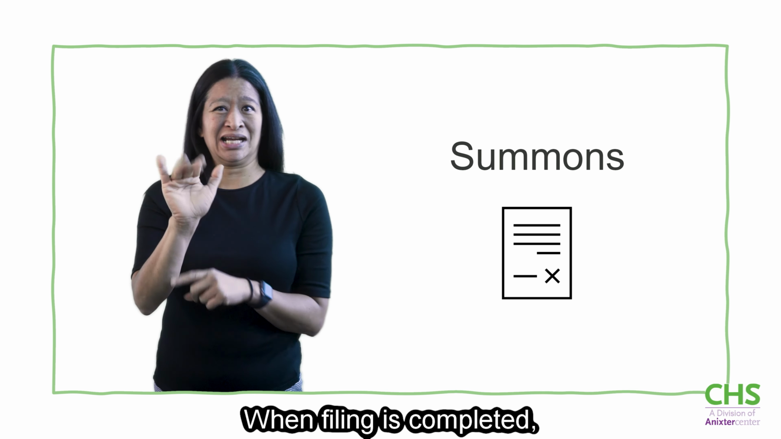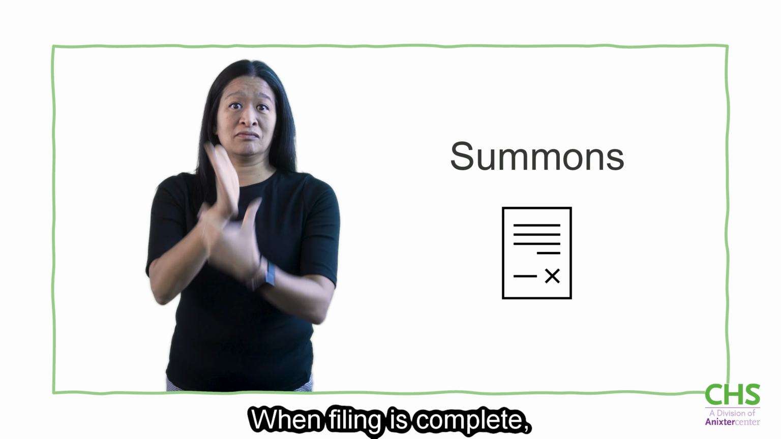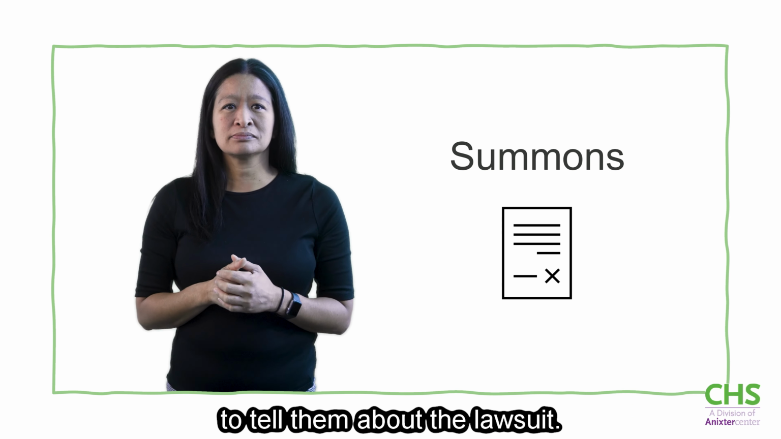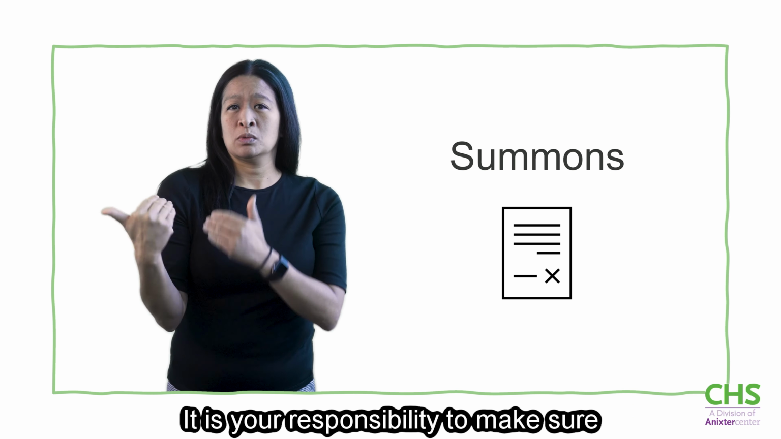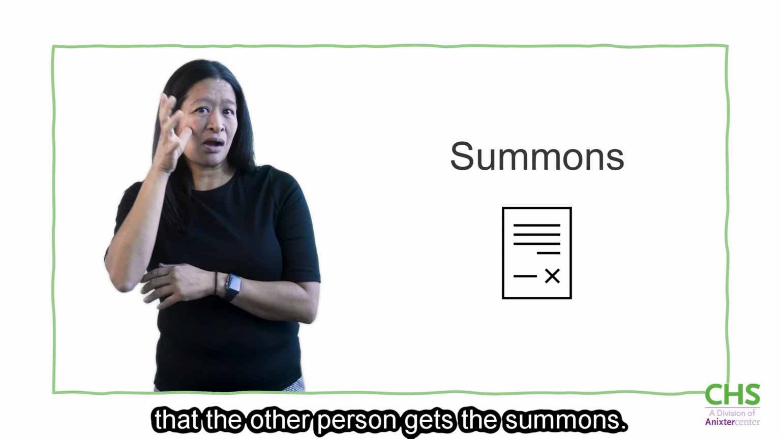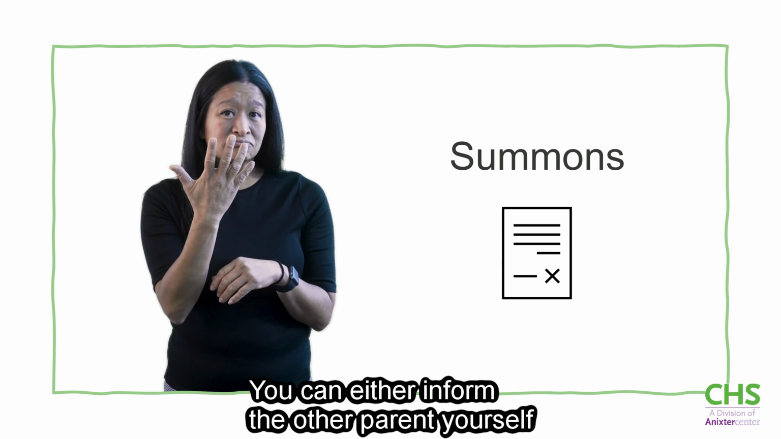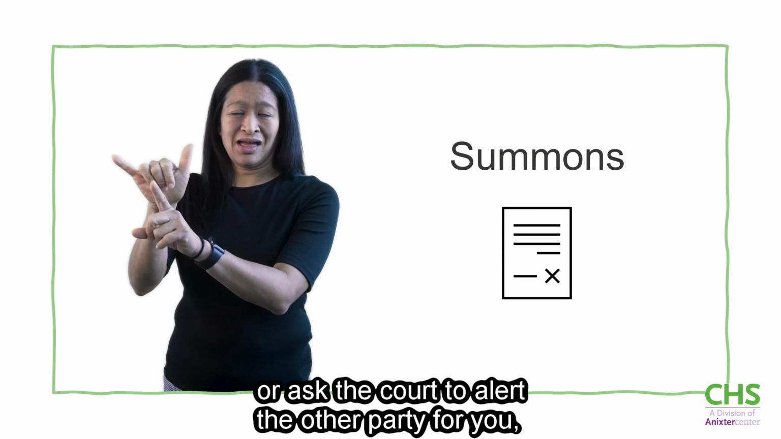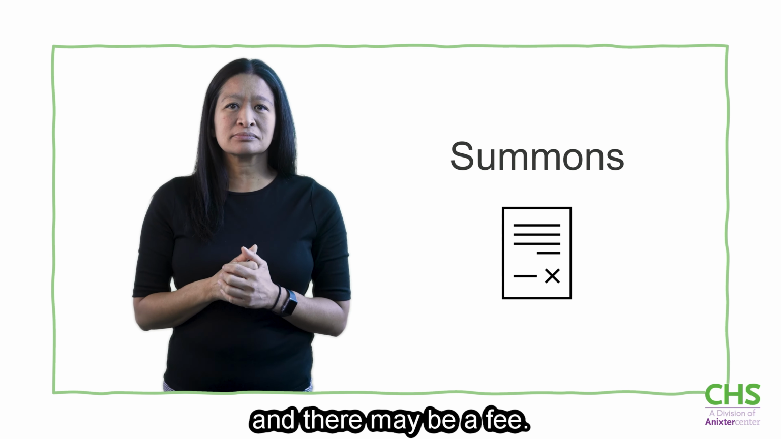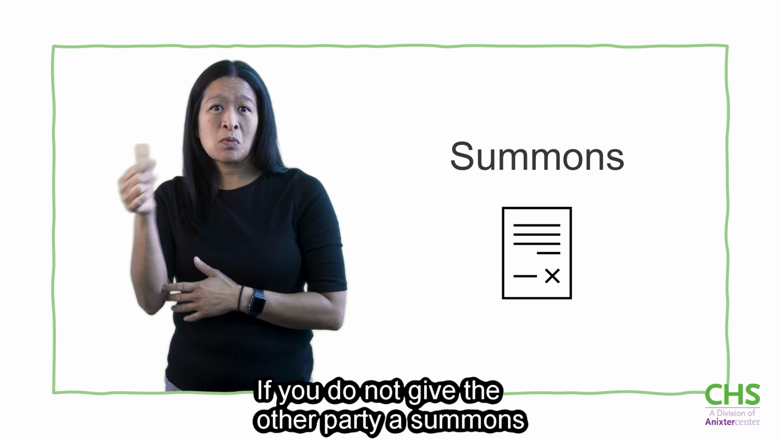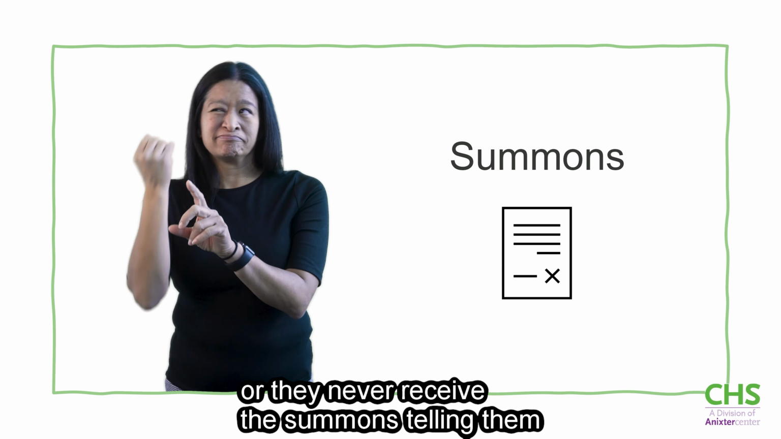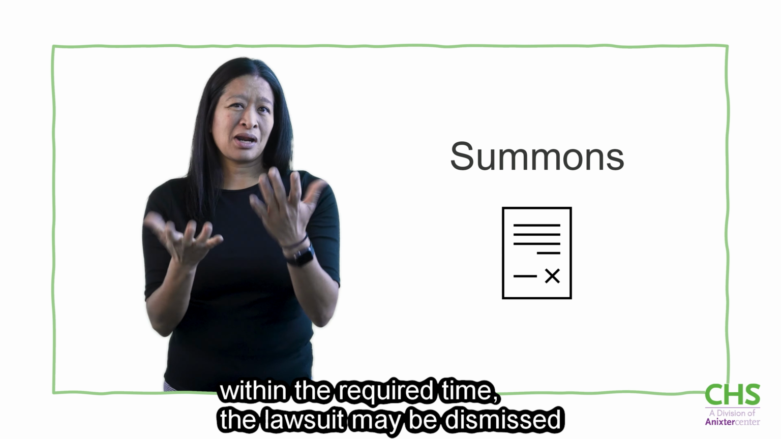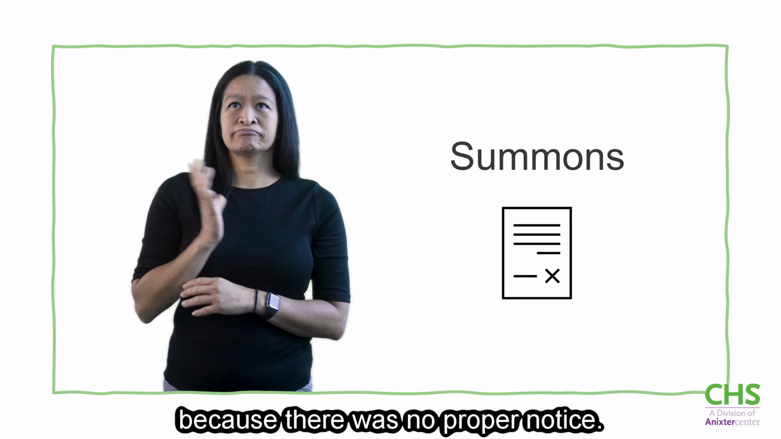When filing is completed, you must send the other party a summons to tell them about the lawsuit. It is your responsibility to make sure that the other person gets the summons. You can either inform the other parent yourself or ask the court to alert the other party for you, and there may be a fee. If you do not give the other party a summons, or they never receive the summons telling them about your lawsuit within the required time, the lawsuit may be dismissed because there was no proper notice.